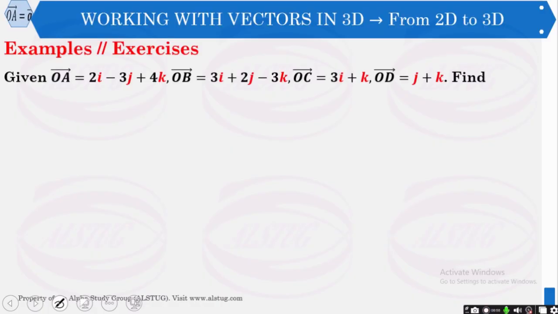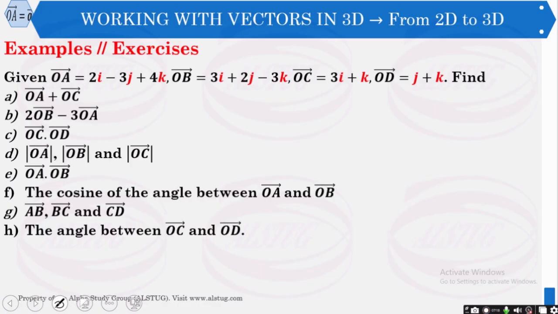I think now we are getting to examples. Given OA equals 2i minus 3j plus 4k, OB equals 3i plus 2j minus 3k, OC equals 3i plus k, OD equals j plus k. Find the following. These are our examples and exercises for us to solve. Depending on our time, I'm going to do a good number of them, and then we'll do the rest as an exercise.